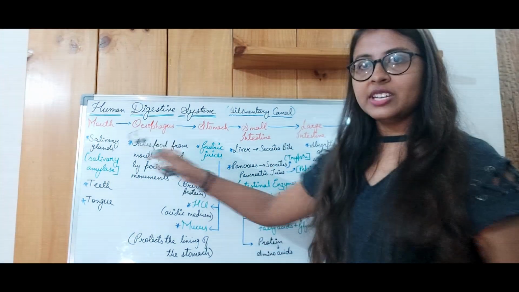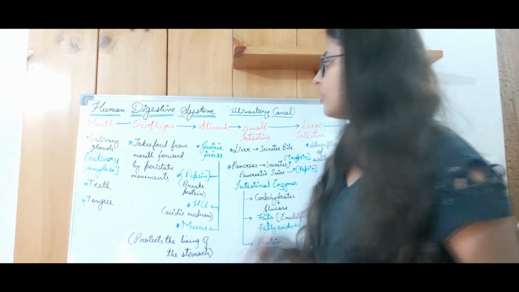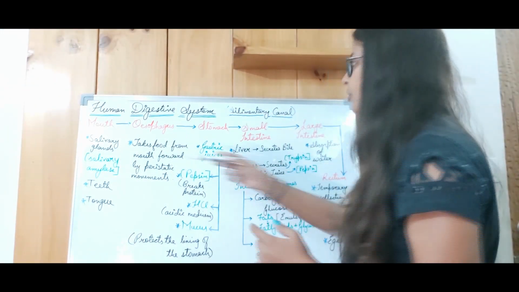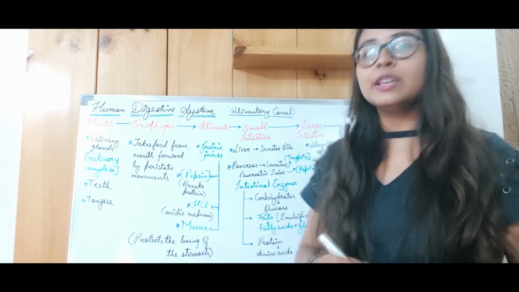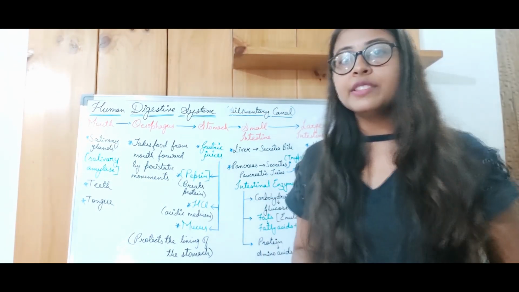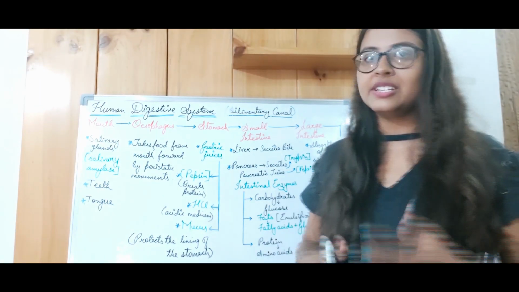Okay, so see, first I've represented all the organs with the red fonts. Fine. The functions that they perform are given beneath them, and by tracking down this flowchart, you'll be able to understand the function that each of these organs perform. Along with that, I've also written the glands that are associated with the human digestive system.